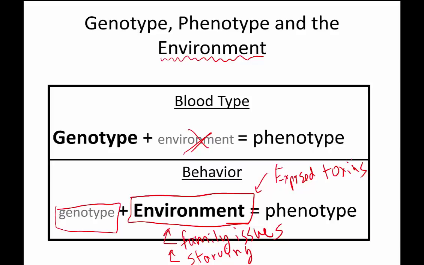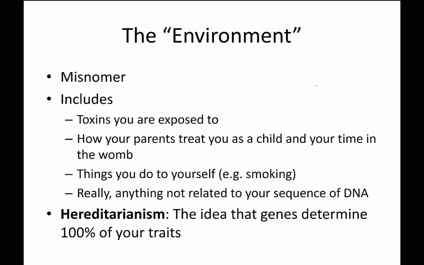So again, for something like blood type is determined 100% by our genes or our genotype. For behavior, though, it's a little bit more murky. Perhaps genes play a large role in that, perhaps not. But definitely our environment plays a role in that. So what exactly is this environment?